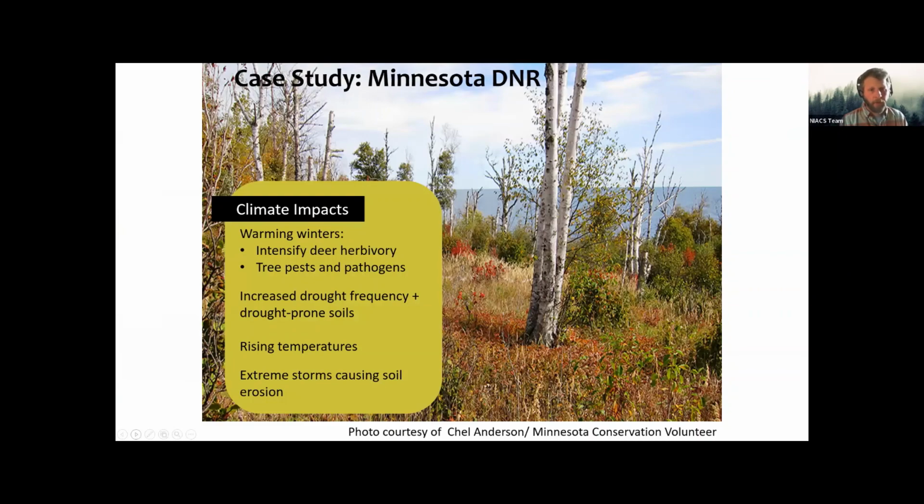And so the impacts were really just related to those stressors of deer herbivory, pests and pathogens. They were concerned about drought because these are really thin soils, and extreme storms that potentially could cause some problems for erosion.